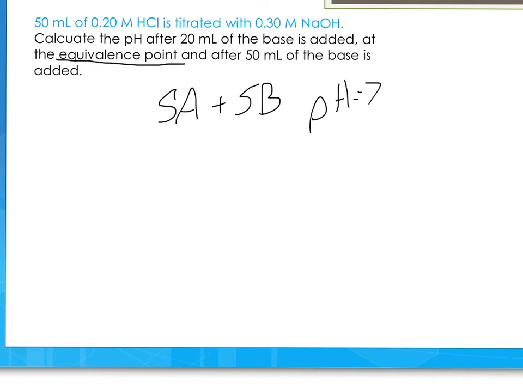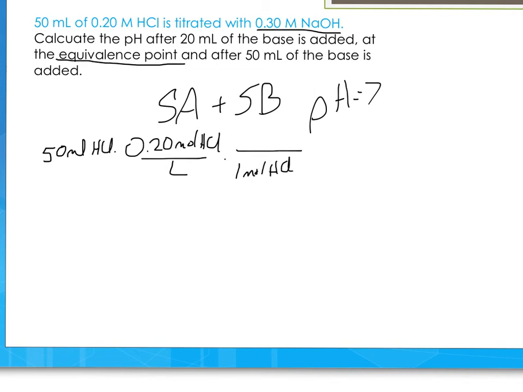Now, can you determine the volume? I know it's not asked for, but let's determine the volume of sodium hydroxide required to reach the equivalence point. And that's easy. That's just stoichiometry. And so we could say we start with 50 milliliters of the HCl, and we multiply that by its concentration, 0.20 moles of HCl per liter. And we know that we are going to consume 1 mole of HCl for every 1 mole of NaOH.